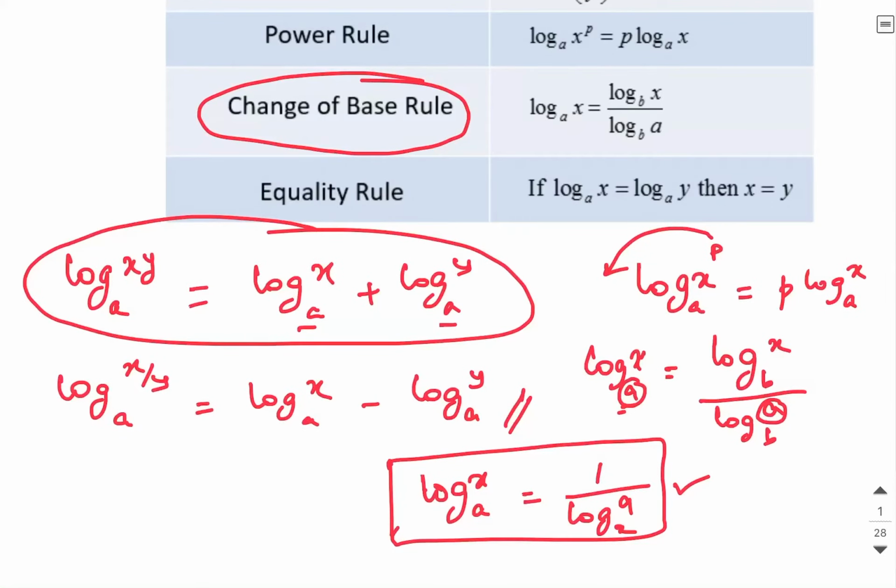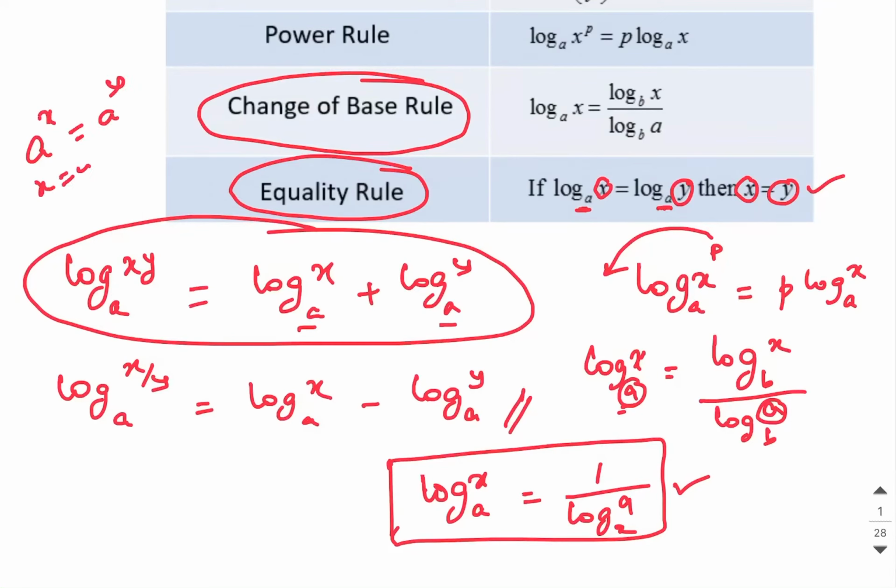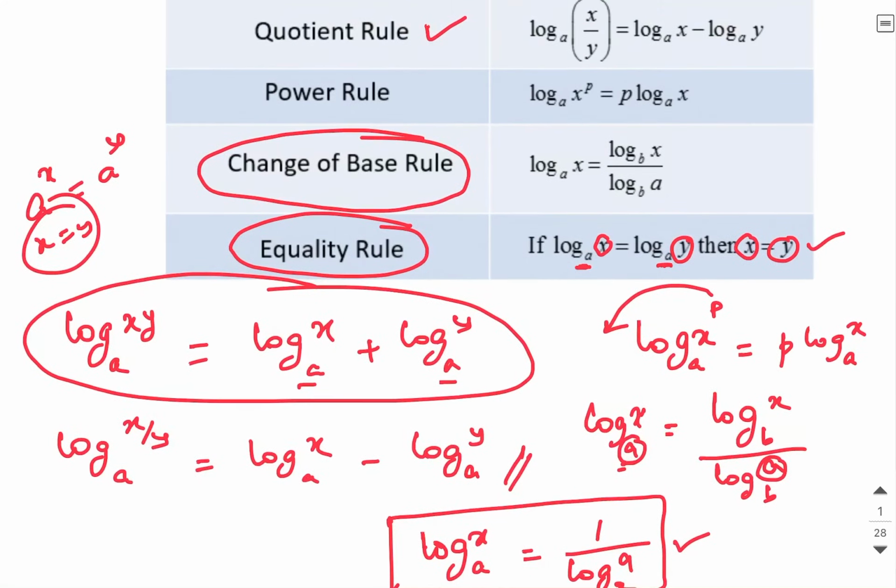Similarly, the last one is the equality rule. If log of x base a is equal to log of y base a, where the bases are the same, then you can say that the arguments are also the same, that is, x is equal to y. Just like how you deal with exponents: if a power x is equal to a power y, you say x is equal to y. Similar is the case with logarithms also. So this is all about the exponential function and logarithmic function along with their properties.